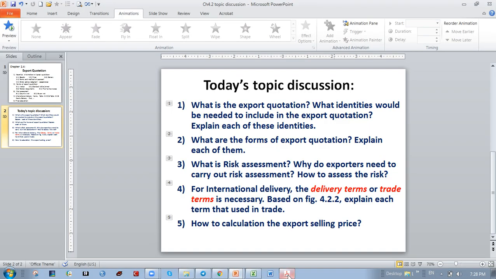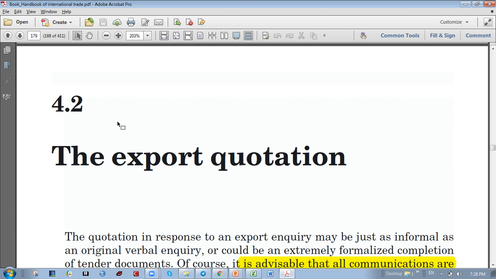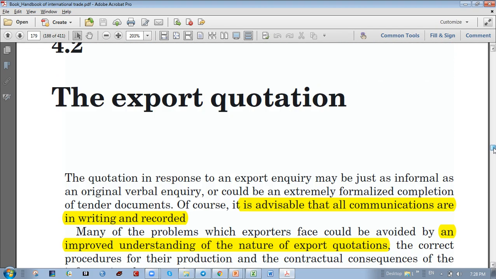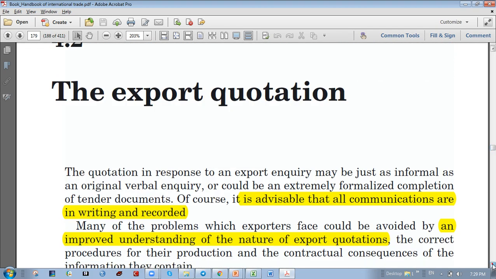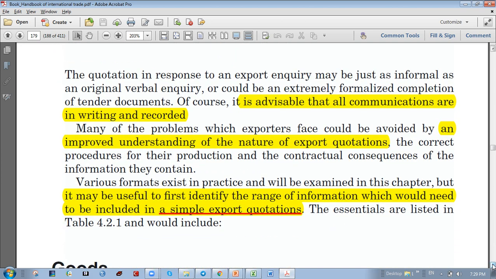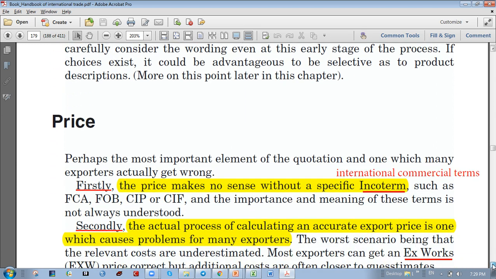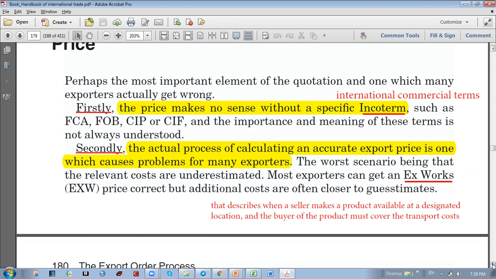Okay, so this is the end. We can go to the textbook. This is the textbook. I just go through roughly, not very detailed. So you can see goods. The first one is talking about goods, price.